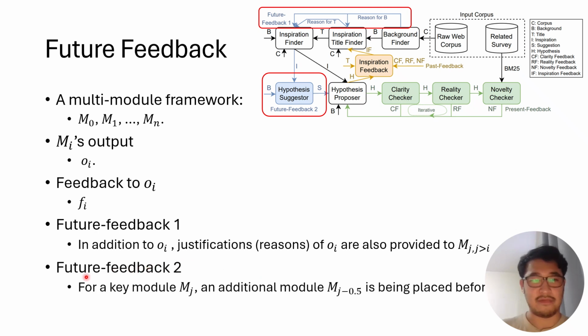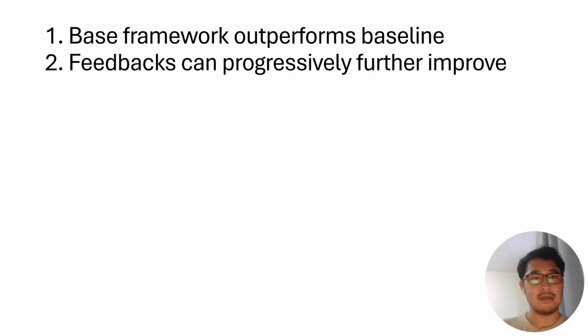And there is also future feedback 2. It is described as: for a key module MJ, an additional module is placed before it. It is intuitive because, for example, this overall framework highly relies on this hypothesis proposer, but we might want an additional module to alleviate some of the reasoning burden of these key modules so that they have better performance.